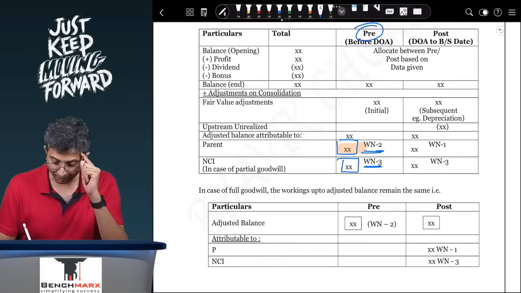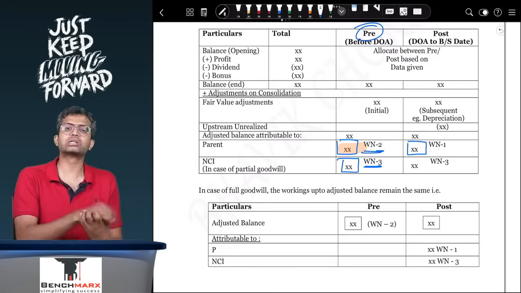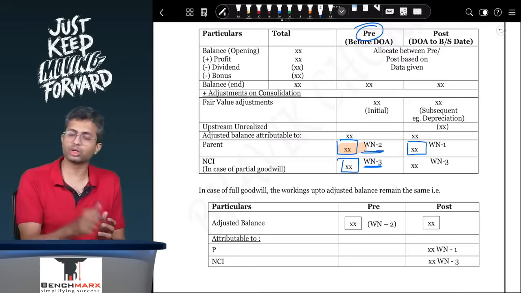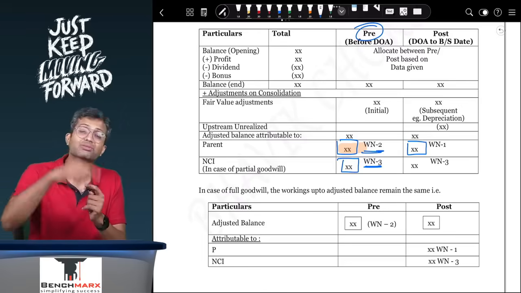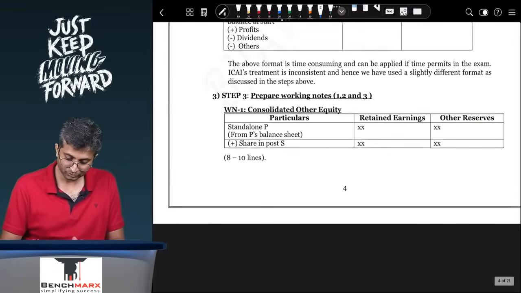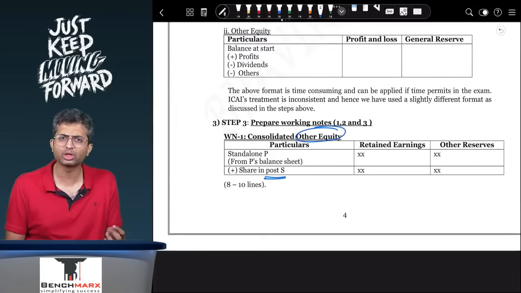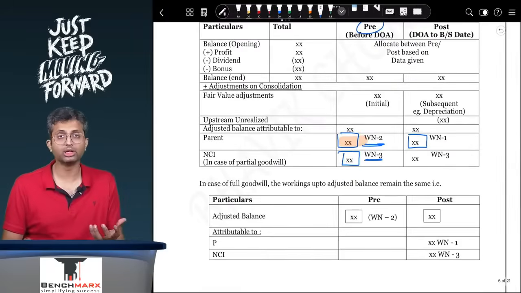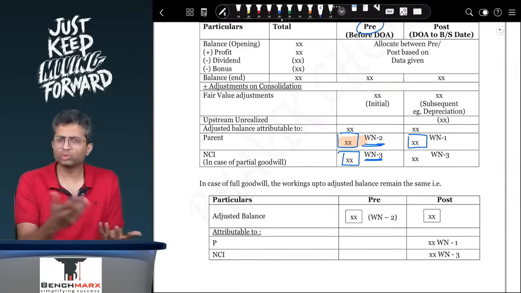Now post-acquisition profits, over here you will again segregate, like in our example 600 was pre, 200 was post. 600 would be segregated 70% to the parent, 30% to NCI. Similarly 200, which is post, will be segregated 70% to the parent, that is 140, and 60 to NCI. The 140 will be adjusted or added with working note number 1, that is your share in the post-acquisition profits of the subsidiary will be added in your consolidated other equity working note, and the remaining will be attributable to, let us say, the subsidiary NCI. So that will be going into the NCI.